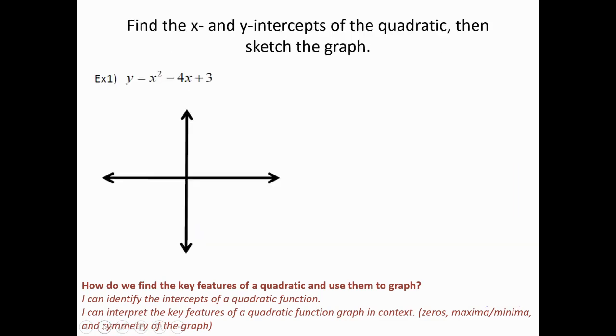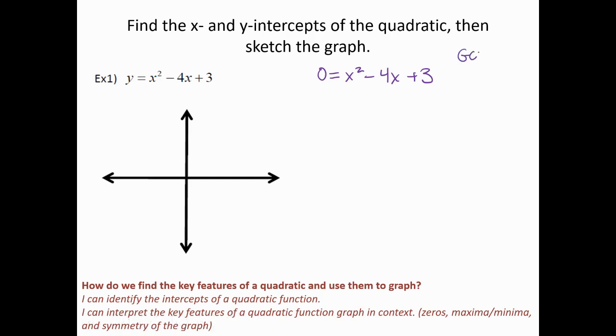So here we go. Find the x and y intercepts of the quadratic, then sketch the graph. So to find the x intercepts, we're going to make the y 0. So I'm going to say 0 = x² - 4x + 3. To solve this, we're going to use our factoring that we've been practicing. And so here we go with factoring. I'm going to double check.